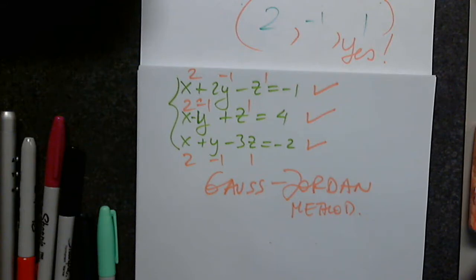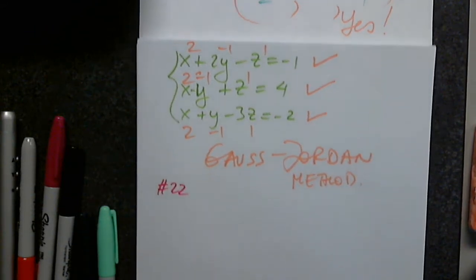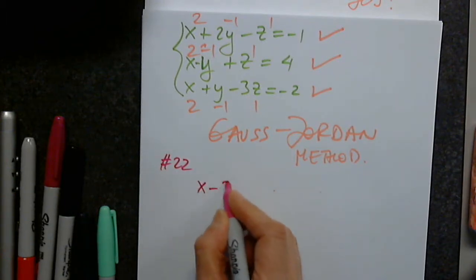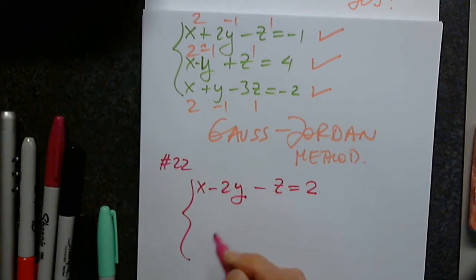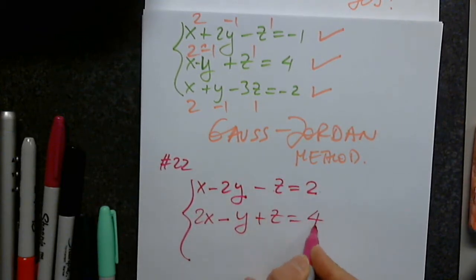Okay, so this was problem, I think, 29. I don't have any preference. Let's say 22. X minus 2y minus z equals 2. 2x minus y plus z equals 4. -x plus y minus 2z equals -4.